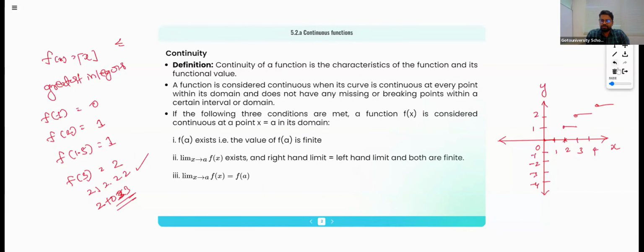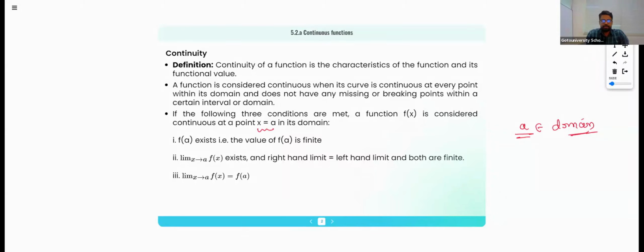So what does it say is, if the following three conditions are met, then a function is considered to be continuous at x is equal to a in this domain. What is a here? a must be a part of the domain of the function, a number taken in the domain of the function. So a function is said to be continuous at a if f of x follows these three conditions. First, f of x at x is equal to a should exist. Exist means indirectly it has to be a finite value.